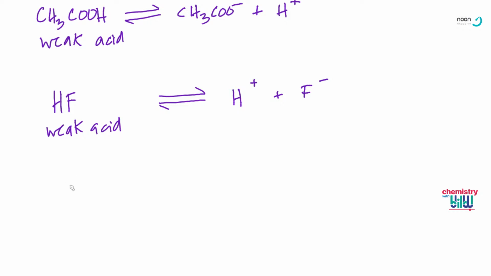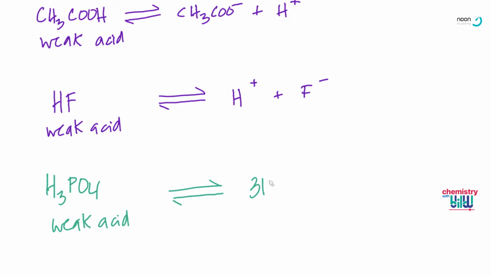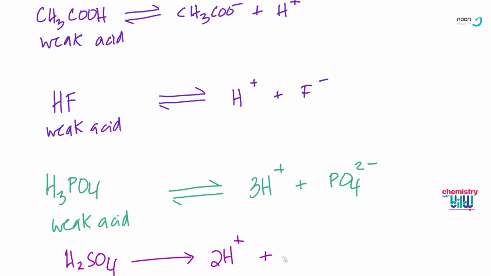There are other acids like, let me say this, H3PO4 is a weak acid. And when it ionizes, it doesn't ionize completely. But H2SO4 is a strong acid. So when that ionizes, it does make 2 H plus ions and 1 sulfate ion. Strong.